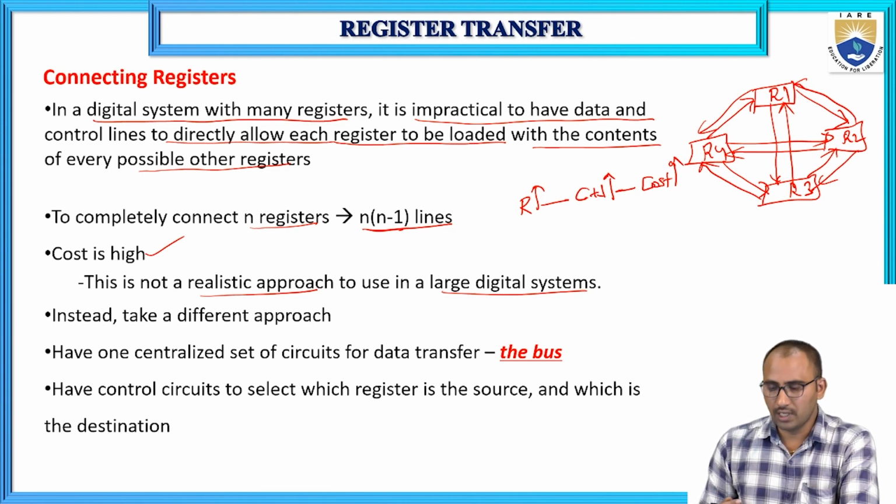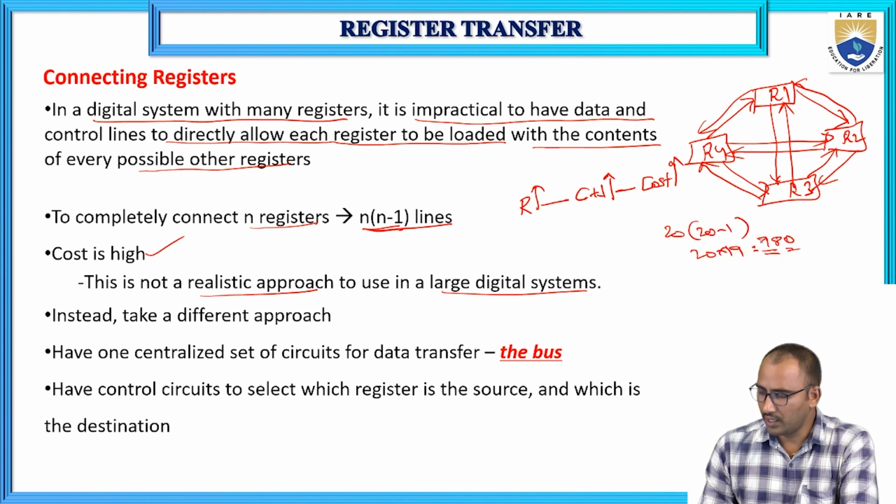Suppose the digital system contains 20 registers. Is it possible to connect every register with another register? If you use 20 registers, it is 20 into 20 minus 1. Here n into n minus 1, where n is 20. So 20 minus 1 is 19, and 20 into 19 is 380. So 380 connecting wires are required. This is only for 20 registers.